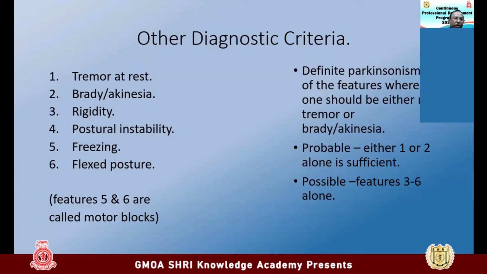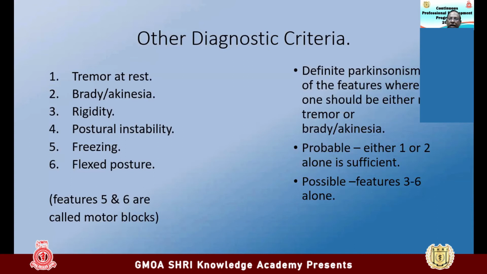The tremor at rest, bradykinesia, rigidity, and posture, the 4 which I mentioned already. And in addition, freezing of gait and flexed posture, which I already showed you in a video where the patient is walking. All this I showed you. The fifth and sixth, you call them the motor blocks. These patients walk, and suddenly they block. That's called freezing. So the motor blocks.